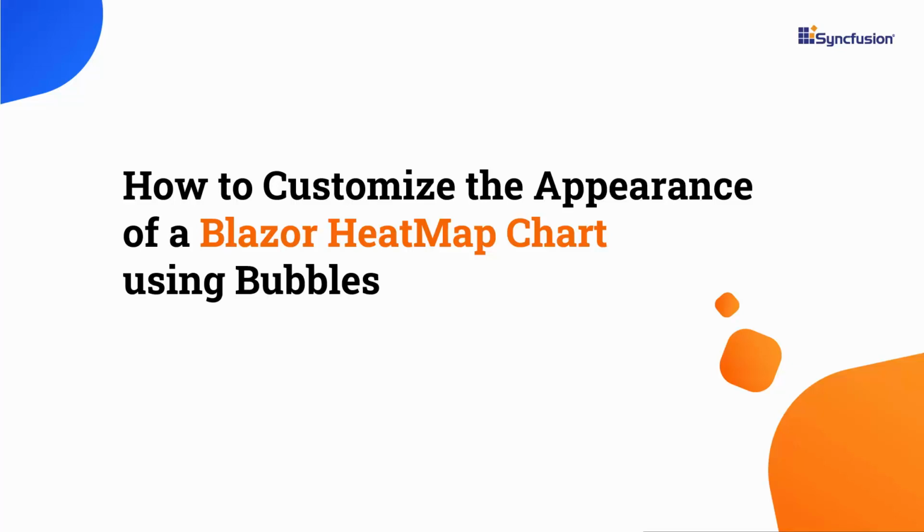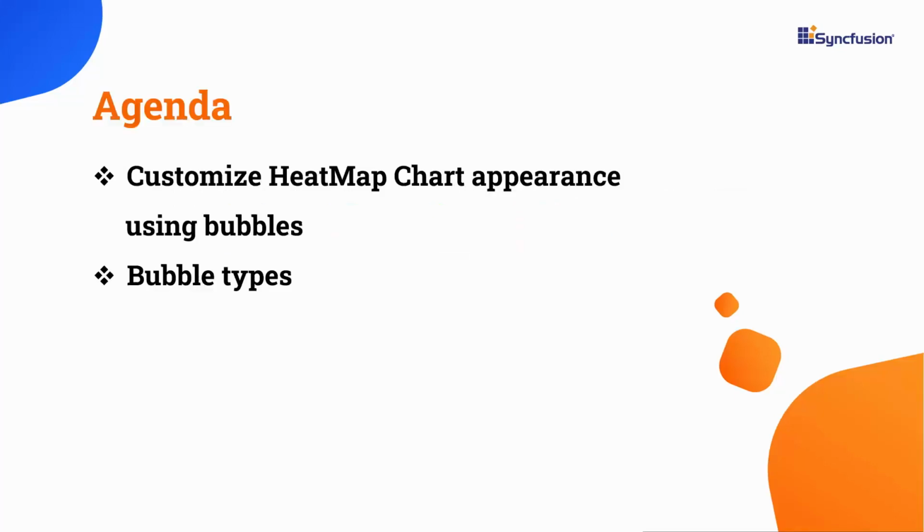Hi everyone, welcome back to this video on how to customize the appearance of the Blazor HeatMap Chart component using bubbles. In this video, I will explain how to customize the heatmap's default cell appearance with circular bubbles. I will also show you the different bubble types like color, size, sector, and size and color.